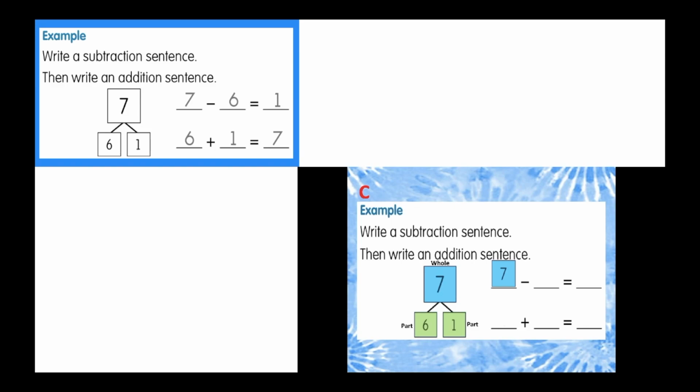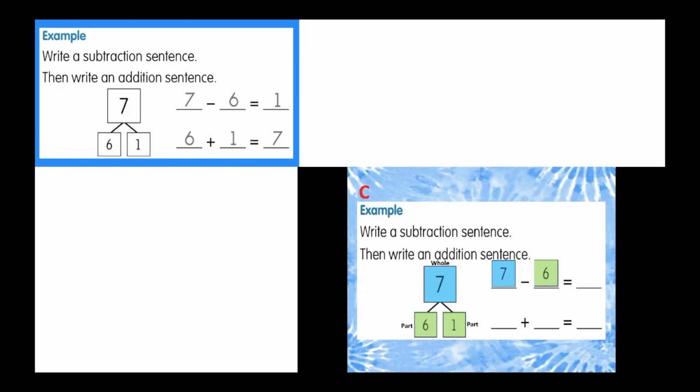We are going to start with the subtraction sentence. In a subtraction sentence, it is important that you always put the whole, in this case 7, before the subtraction sign. Next, we're going to fill in the parts in our subtraction sentence. I have colored that in green to help us be able to see that more clearly. I have filled in the 6.